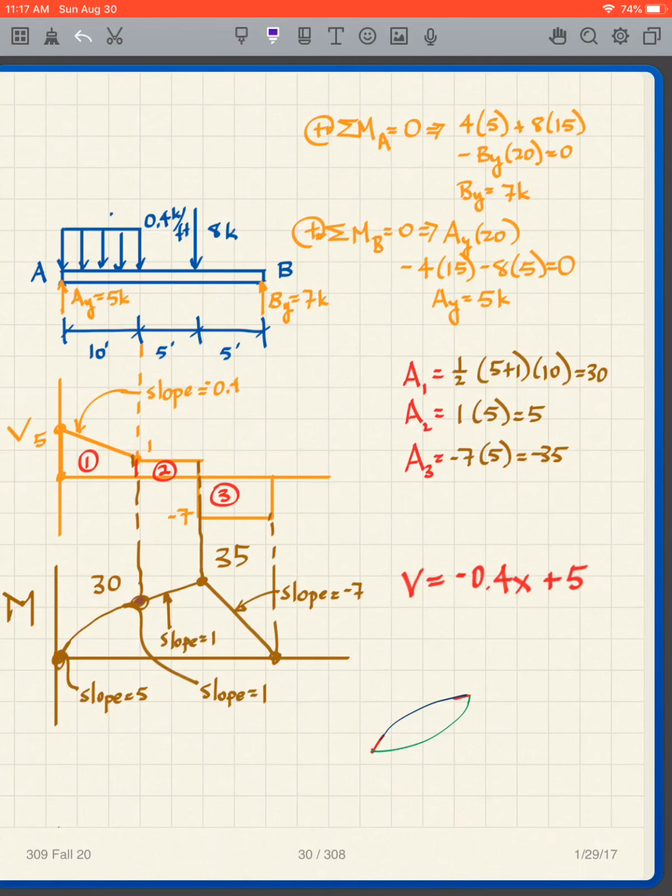And then the rest, I go up area 2, I go down area 3, which takes me back to 0. The slope is 1 because the value there is 1. The slope is negative 7 because the value there is negative 7. Again, to show the slopes, there's a slope of positive 5, there's a slope of positive 1. The only way to connect those is like that. Do not draw it like that.